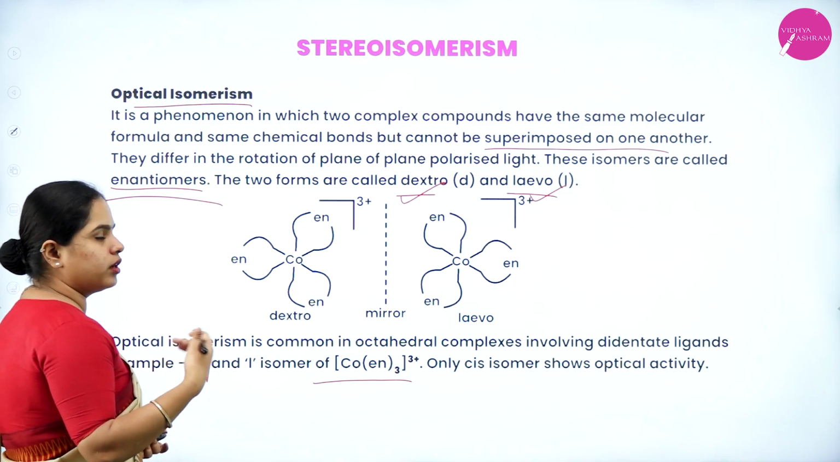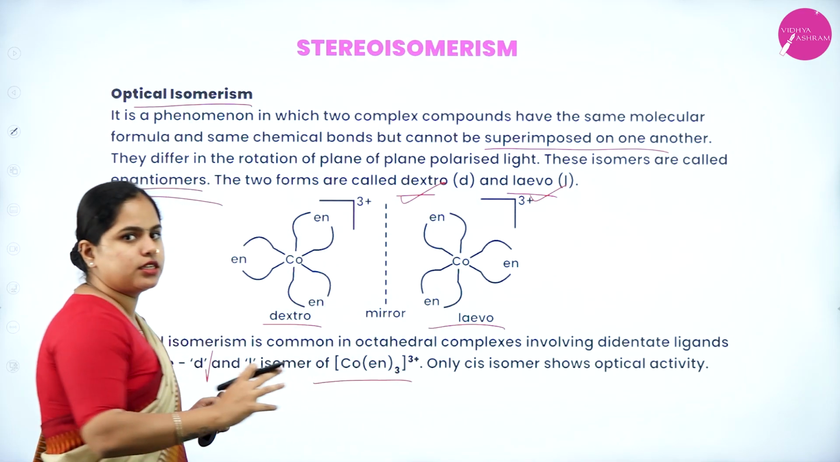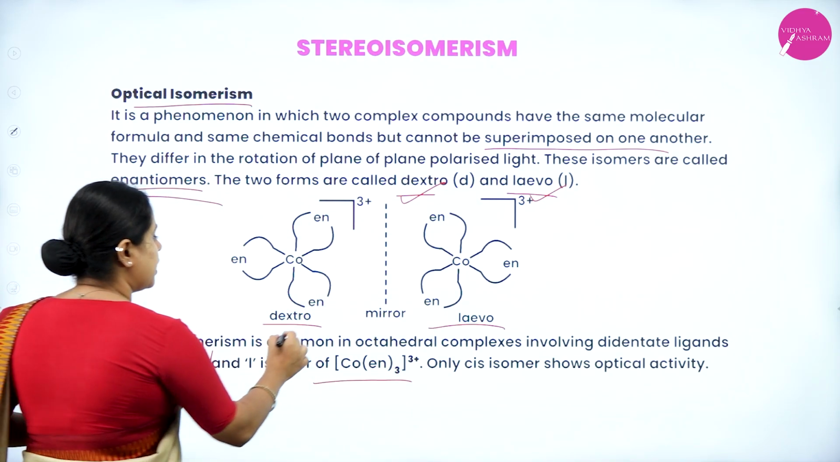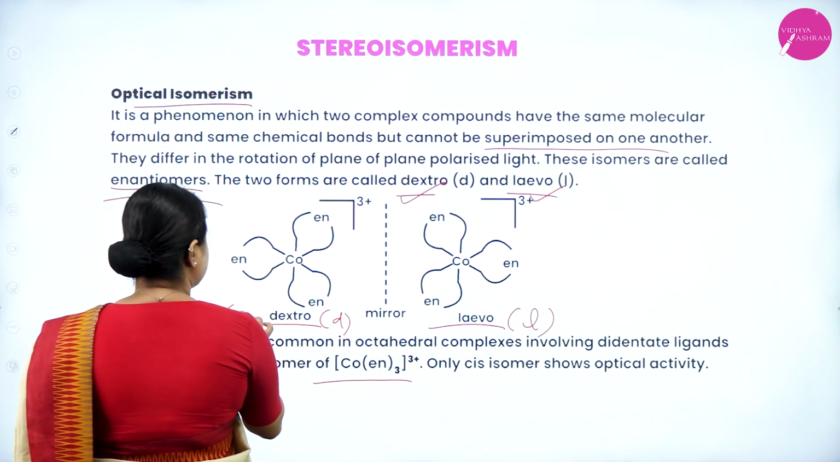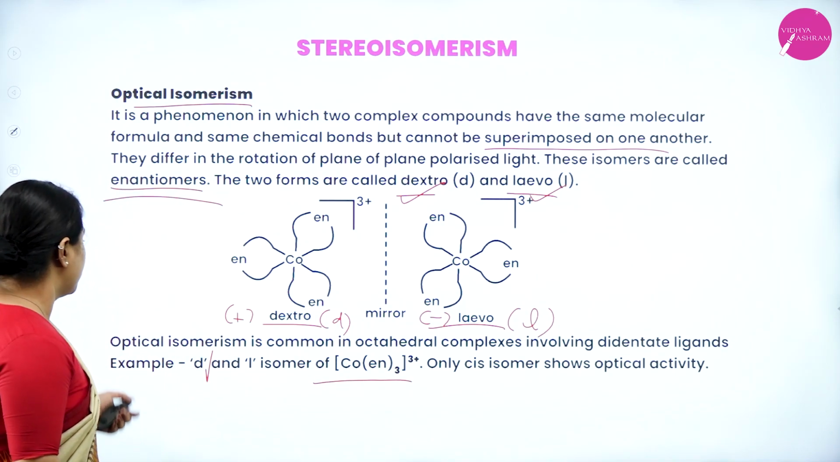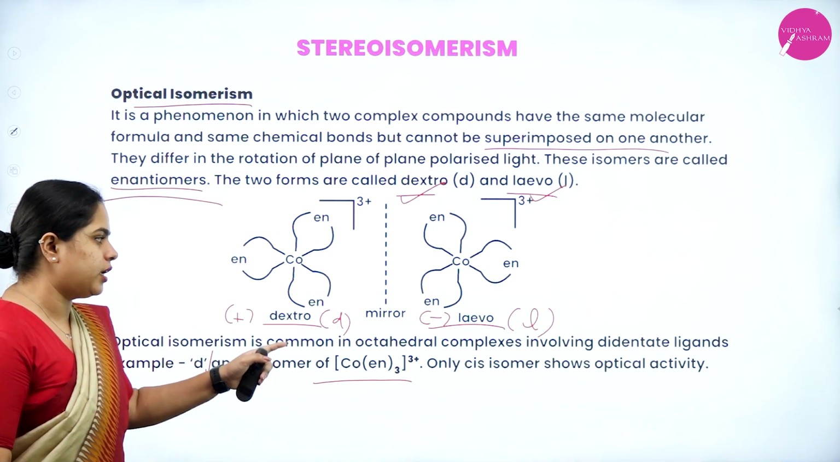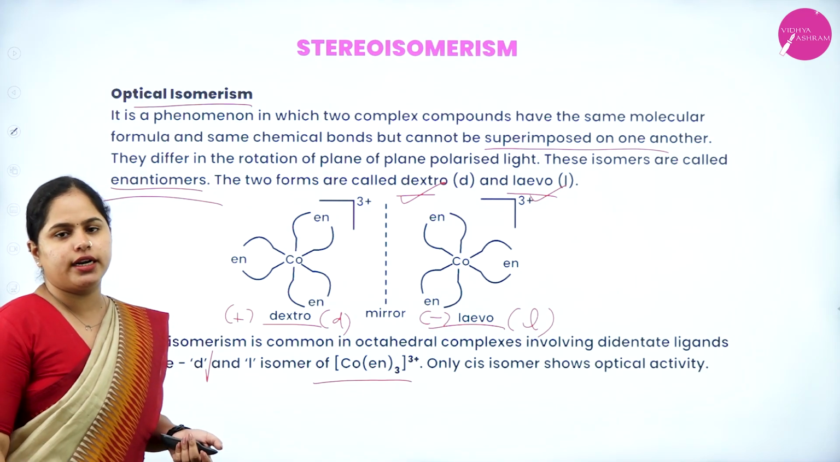In this case, if it rotates towards the right, it is called dextro, and if left, levo, and this pair together is called an enantiomer. This is represented as D, this is represented as L. Also you can represent it as plus and minus: dextro plus and levo minus. Optical isomerism is common in octahedral complexes involving didentate ligands. It is generally seen in octahedral complexes.